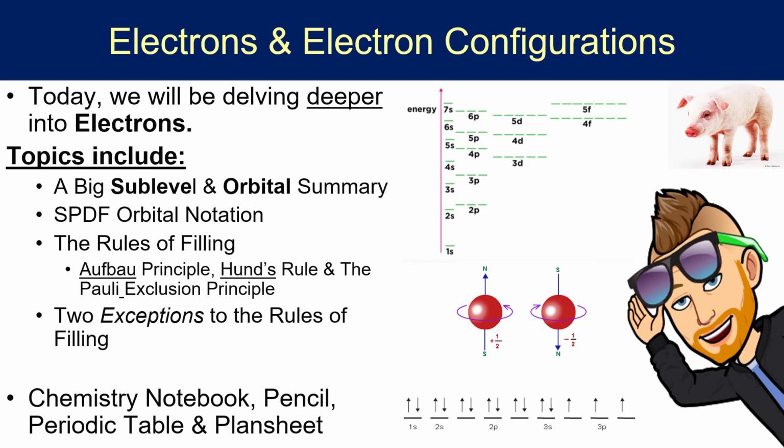So if you haven't already done so, please make sure you have your chemistry notebook handy, a pencil, and your periodic table at the ready. You will also need your plan sheet to practice what you've learned. So without any further ado, let's get cooking.